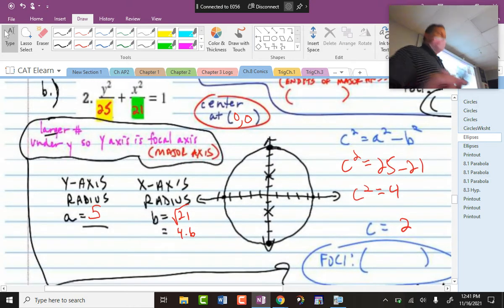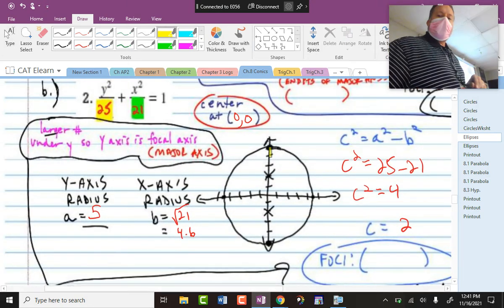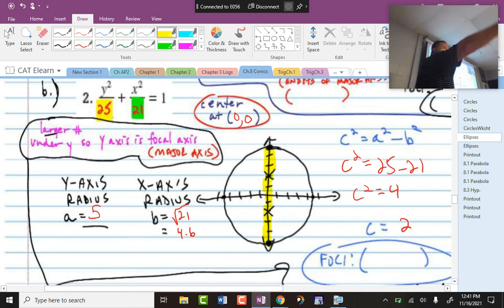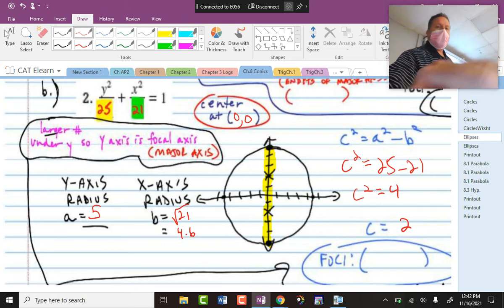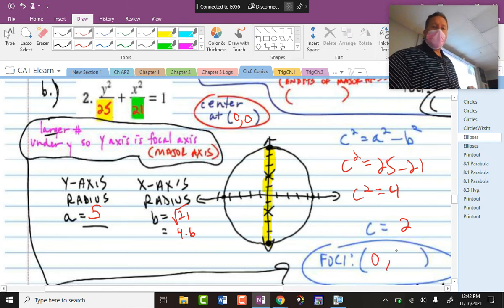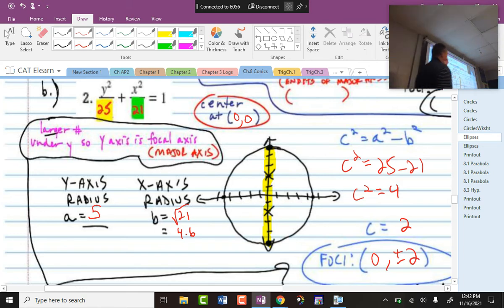Now, I already drew it, but where do the foci belong? The foci belong along the major axis. It's because of how I constructed the thing. I wish I would have turned it, for the third time saying I could have put the tacks up and down. Then I'd have a tall and skinny one. So the foci are actually 0, comma, plus or minus 2. 0, comma, plus or minus 2 for sure. All right?